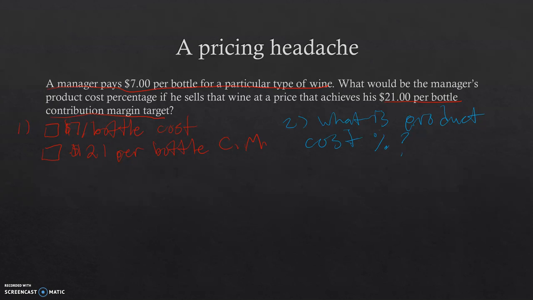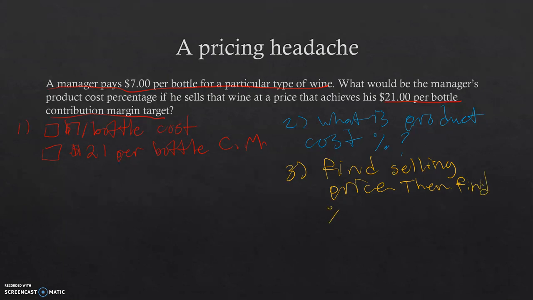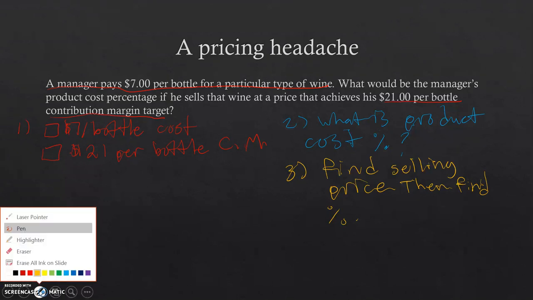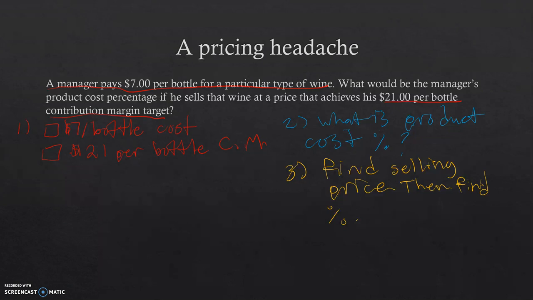So then the first step is find selling price. Then find percentage. And if you would like, what you can do here for step 3 is write down the formulas that you would use if you don't know them already. So, let's go ahead and go through the calculation.